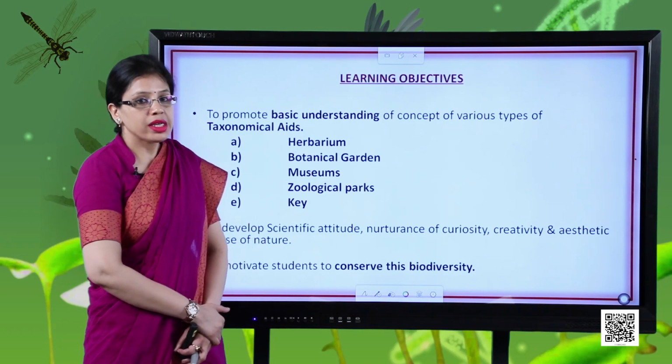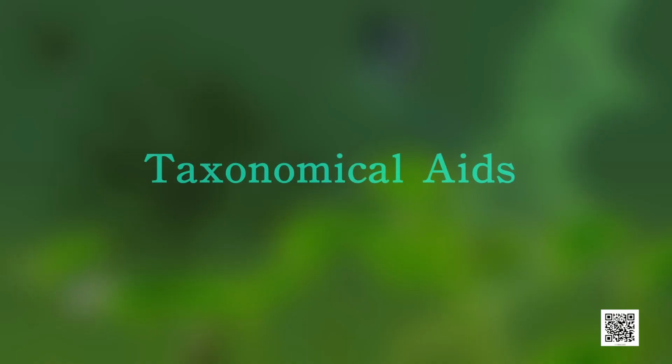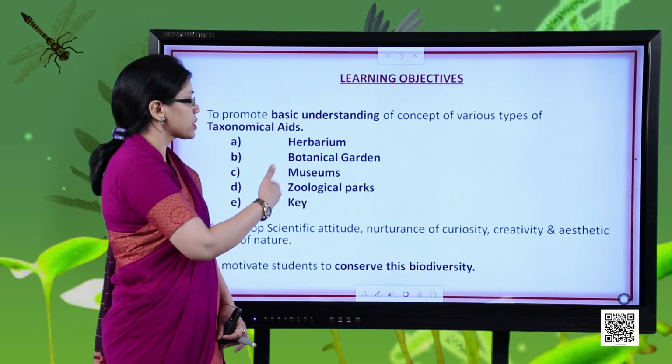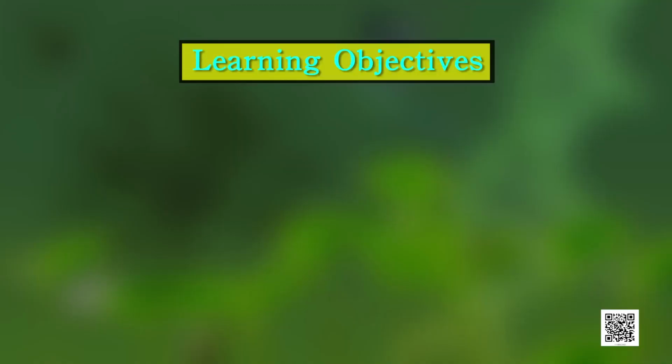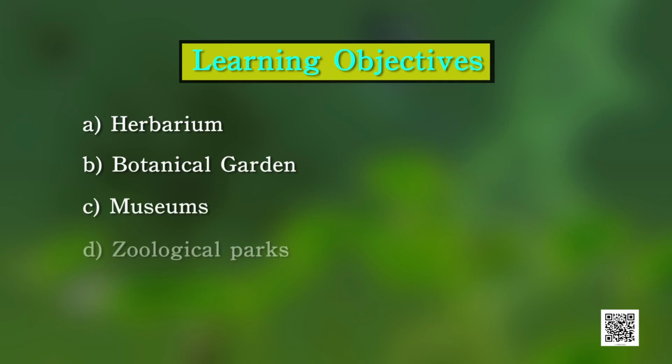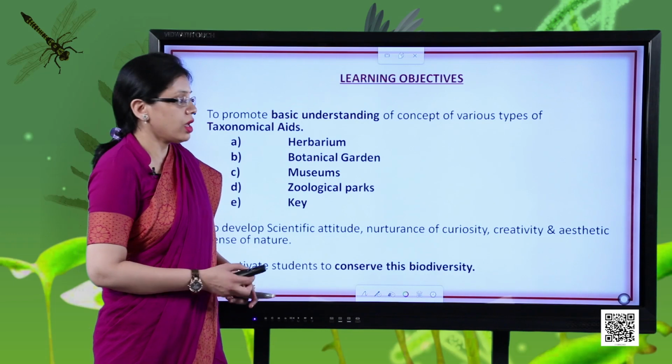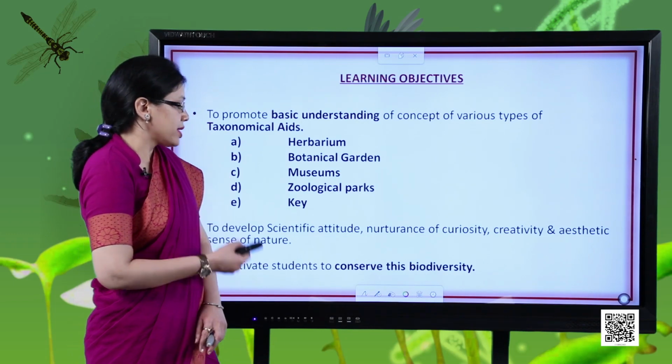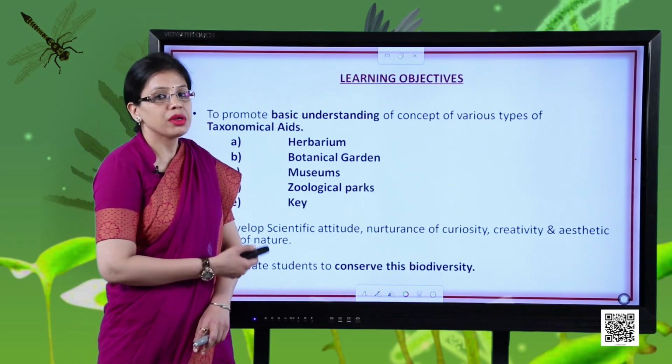Now talking about today's session, we will be discussing taxonomical aids, and the subtopics we will be discussing are herbarium, botanical garden, museum, zoological park, and key. While attending this session, I would also like you to be sensitized about the need of preserving biodiversity.